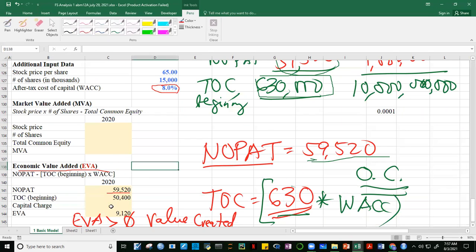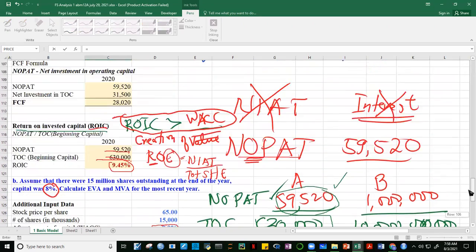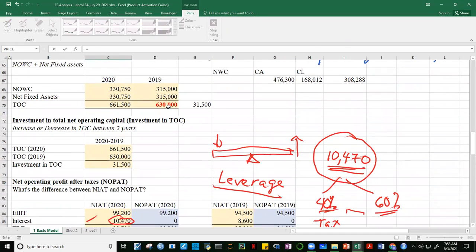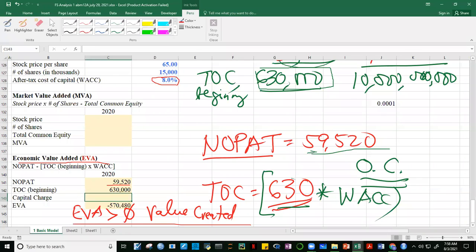So let's start with the TOC. Our TOC, kunin na lang natin dito. Dito na. TOC beginning is 6:30. Okay, TOC beginning is 6:30.